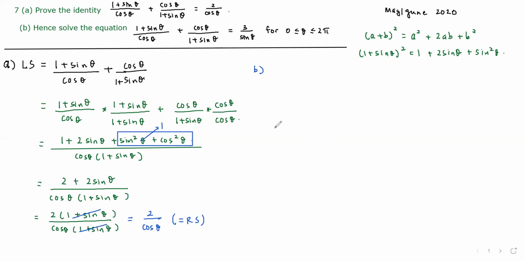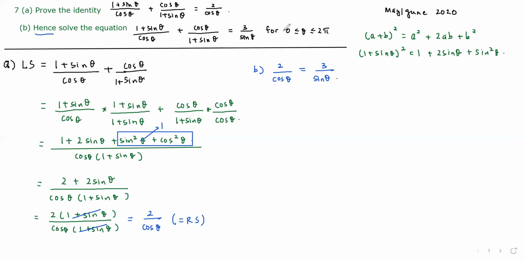For part B, hence, when you see the word hence, you must use the result from part A. You need to solve this. If you look at this left side here, this left side can be written as 2 over cosine theta from the first part. So this left side is 2 over cosine theta, which you proved just now. And that equals the right side, which is 3 over sine theta.